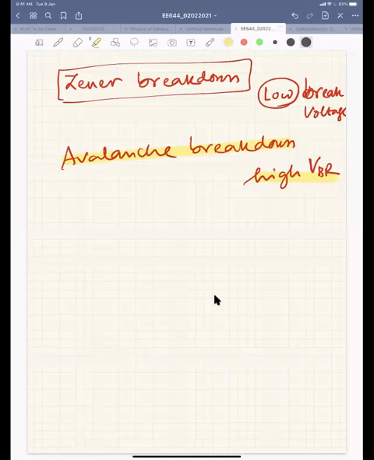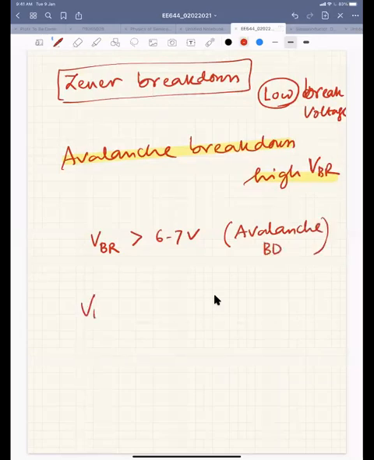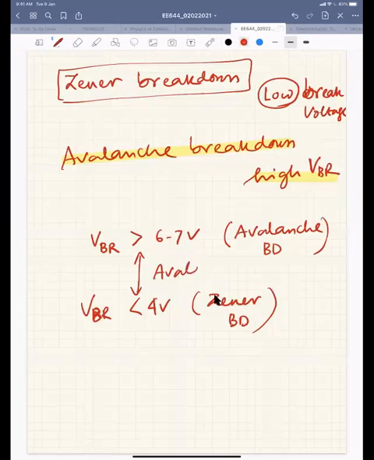But also, what has been observed is that if your breakdown voltage is more than 6 to 7 volts, this is normally avalanche breakdown. If your breakdown voltage is somewhere less than 4 volts, it is because of Zener breakdown, in a typical PN junction. Somewhere in between, we have avalanche plus Zener, and it's very difficult to know whether this is avalanche or Zener.